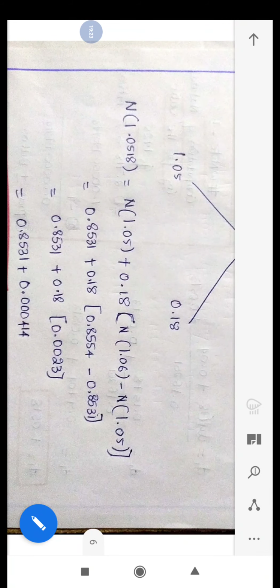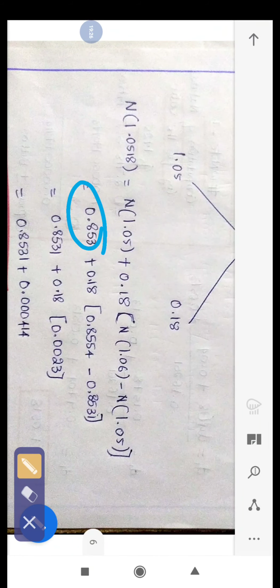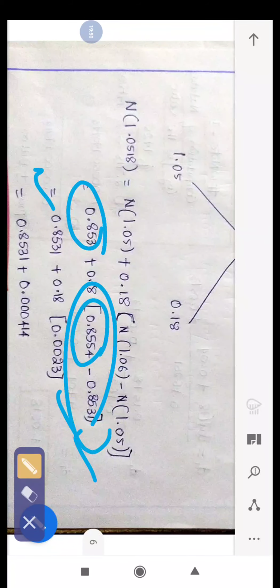So here same, we take 0.18 as it is. This value you will get in the table. So this value, that is minus 0.8531. So take 0.8531 as it is plus 0.18. So if we deduct both these numbers, the value will be 0.0023. So at last 0.18 into 0.0023 will be 0.00414. So the final answer for N(d1) is 0.8535.